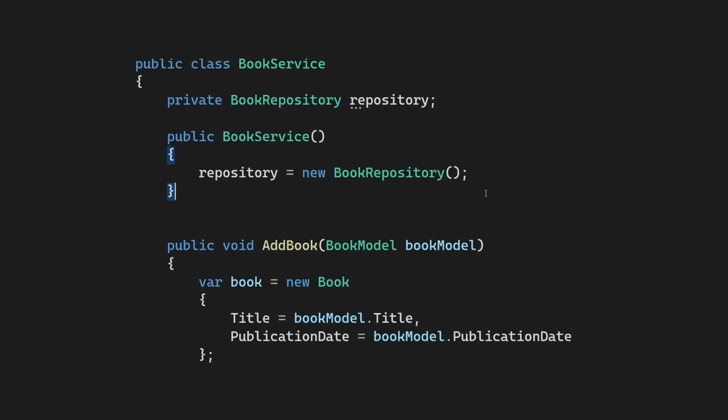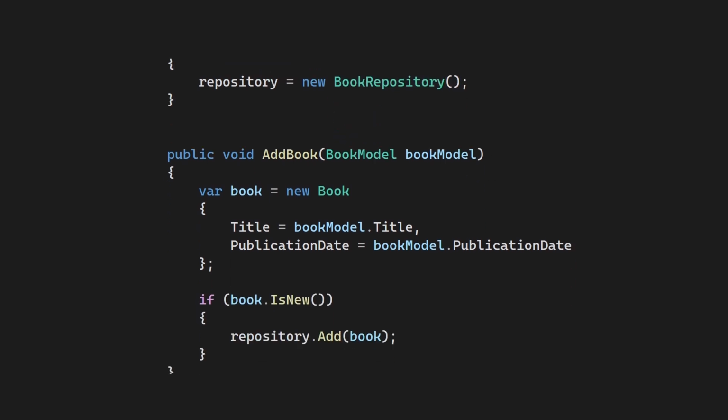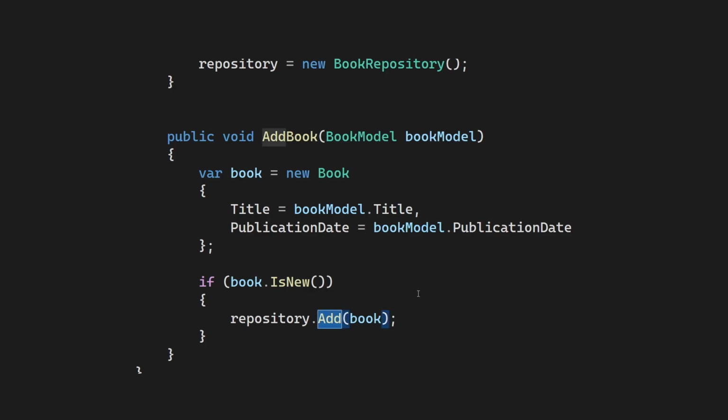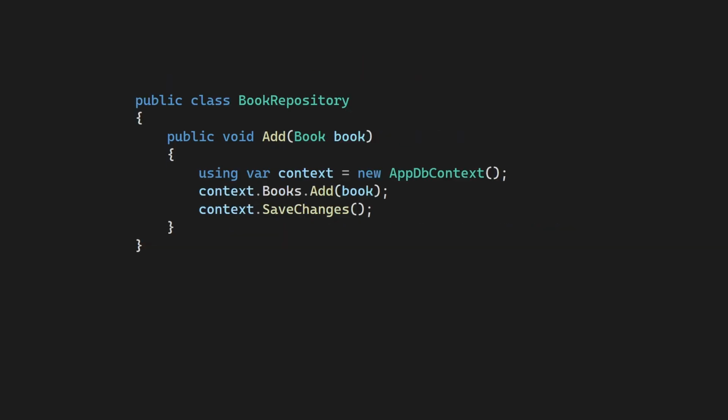In the example we looked at in the previous video, we had the book service class that created an object of the book repository class and invoked its add method to add a book. And the book repository class used Entity Framework Core DB Context API to add a new book to the database.